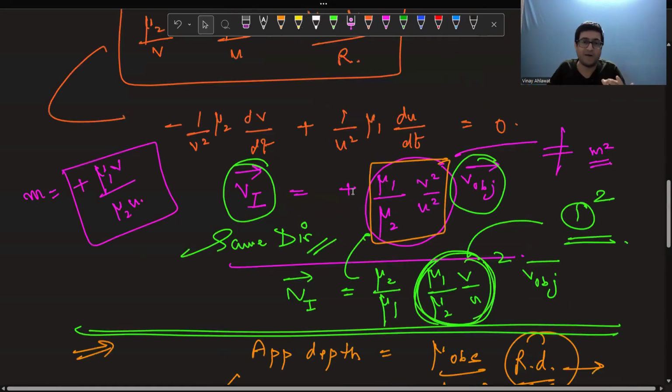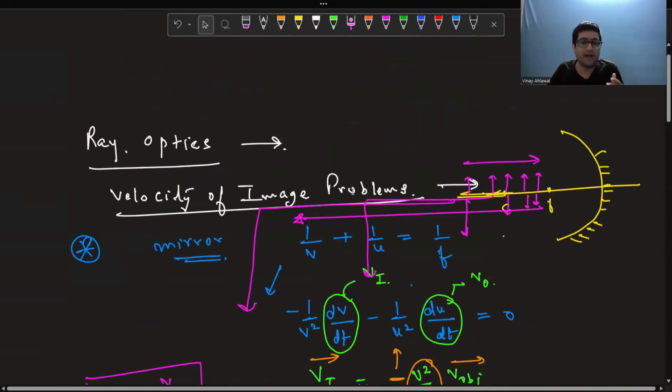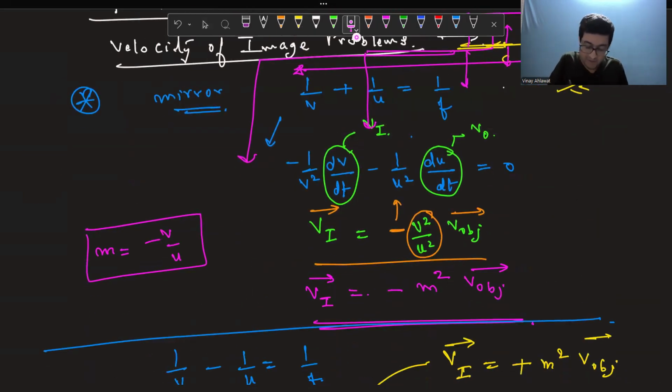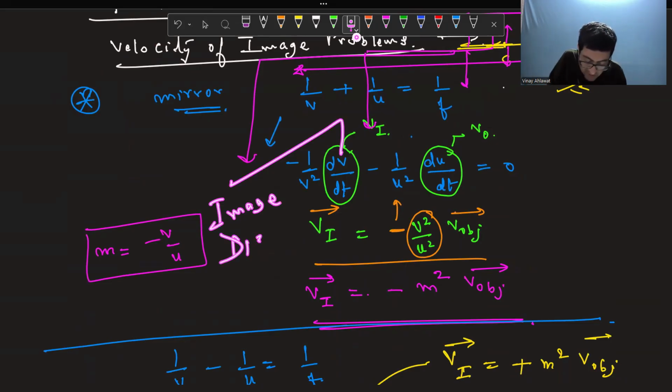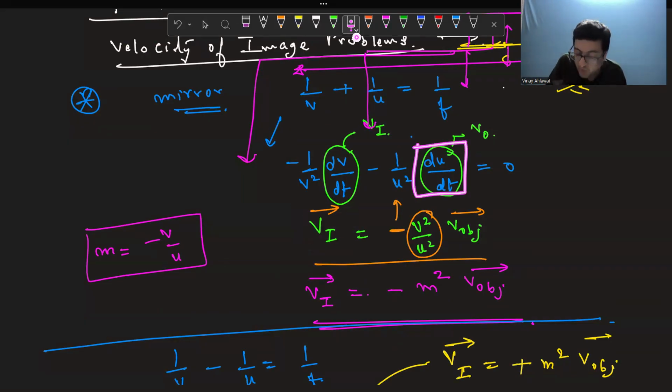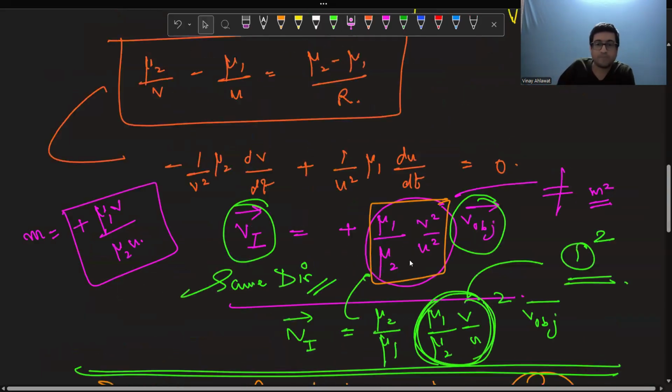I'm just mentioning this part because some great person in some batch said, "Sir, dv by dt is acceleration." I said, "Okay, this is not acceleration. Obviously, this is image distance. So rate of change of that is velocity of image, and du by dt, u is object distance, so rate of change of that is velocity of object. Obviously, got it?"